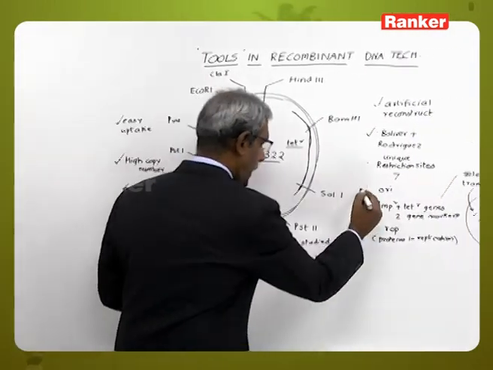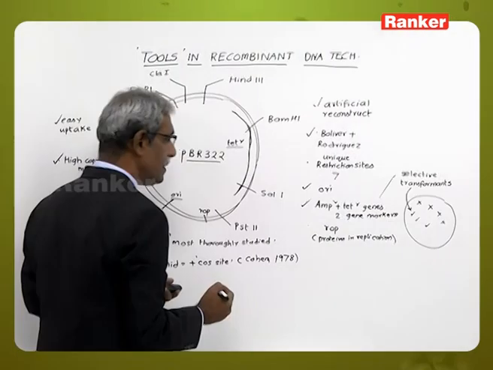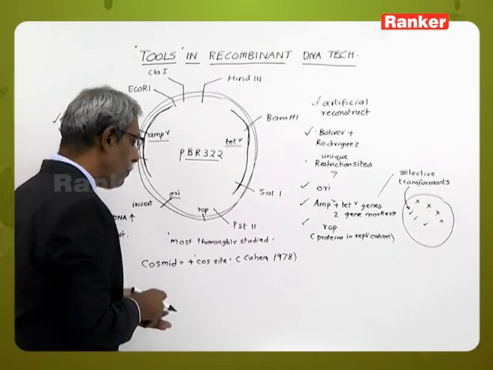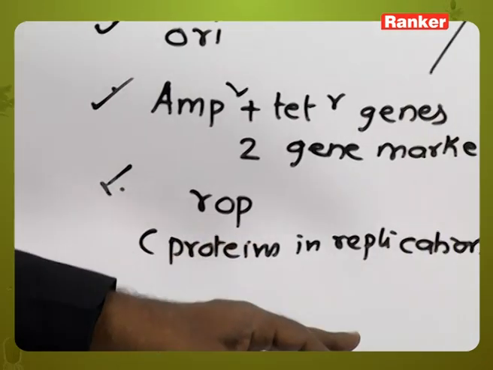So, it has got an ORI, it has got gene markers, and it has got a gene which is termed as ROP. Now, ROP is a gene which codes for proteins involved in replication.